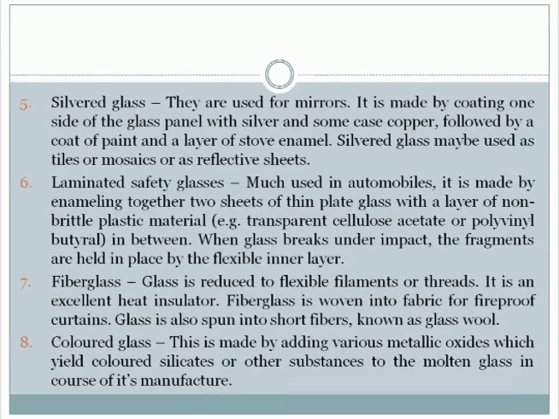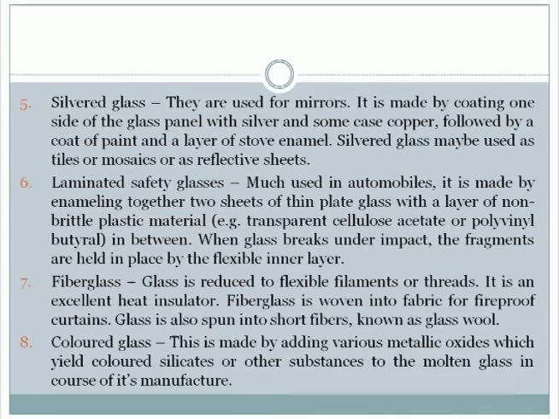Laminated safety glass. Much used in automobiles. It is made by laminating together two sheets of thin plate glass with a layer of non-brittle plastic material, that is, a transparent cellulose acetate or polyvinyl butyral in between. When glass breaks under impact, the fragments are held in place by the flexible inner layer.